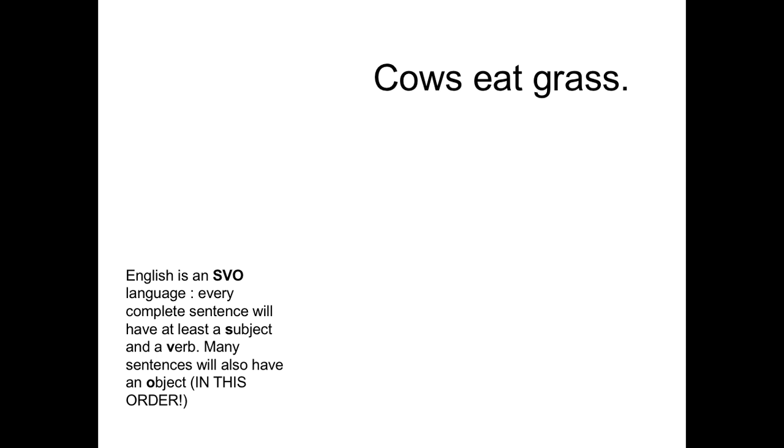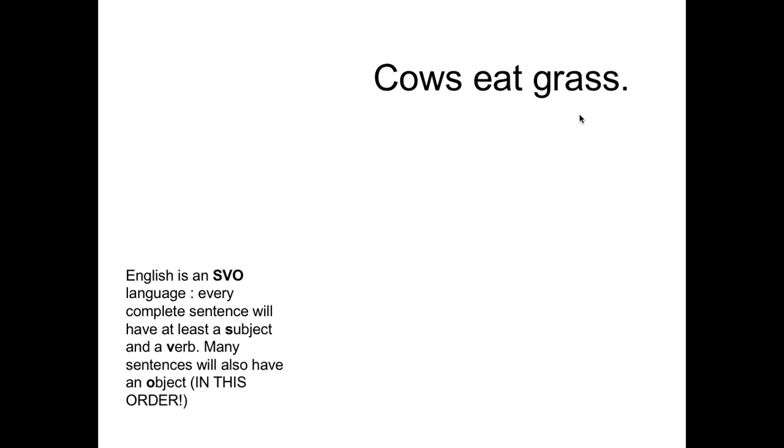Okay, first off, one of the things that's quite handy to keep in mind when writing is the fact that English is what's known as a subject, verb, object language. What this means is that every complete sentence in English will have at least a subject and a verb, and in most cases, a sentence will also have an object, and they appear in this order: subject, verb, object.